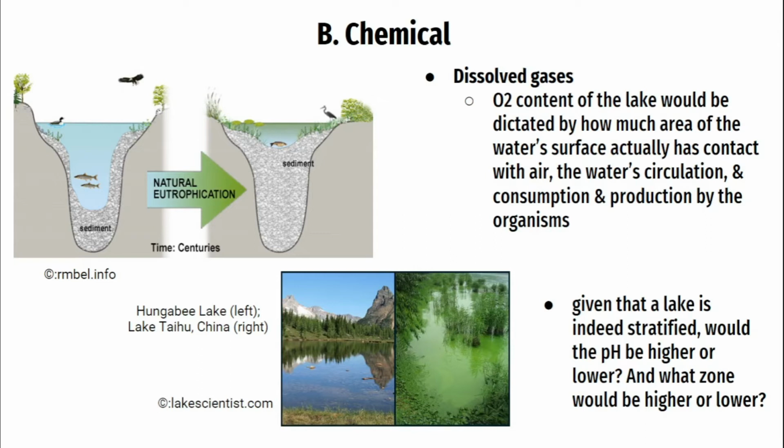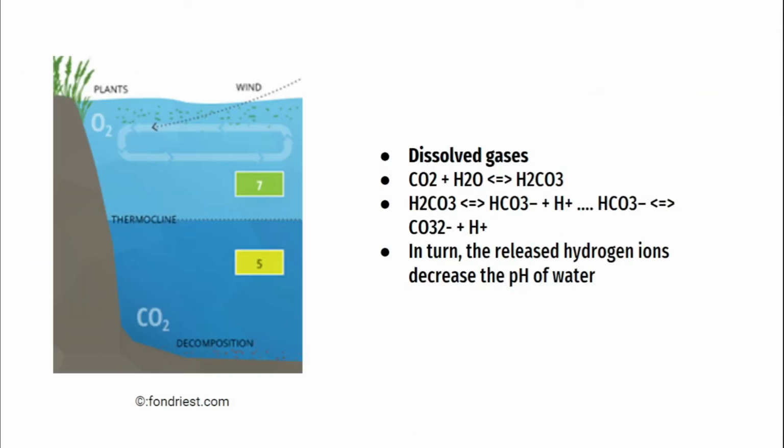So given that a lake is indeed stratified, would the pH be higher or lower, and in what zone would it be so? Well, if you answered higher for upper layers, you'd be right. This is because respiration and decomposition would lower it in the deeper layers. Released carbon dioxide would react with water to form carbonic acid, which could lose one or both of its hydrogen ions, which in turn releases the hydrogen ions to decrease the overall pH of the water.